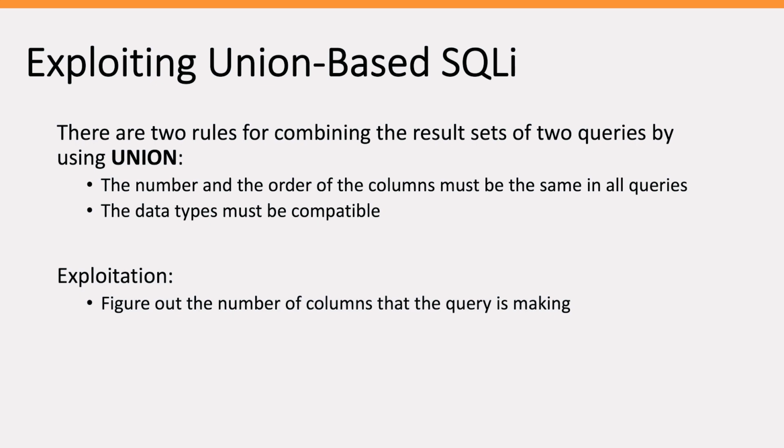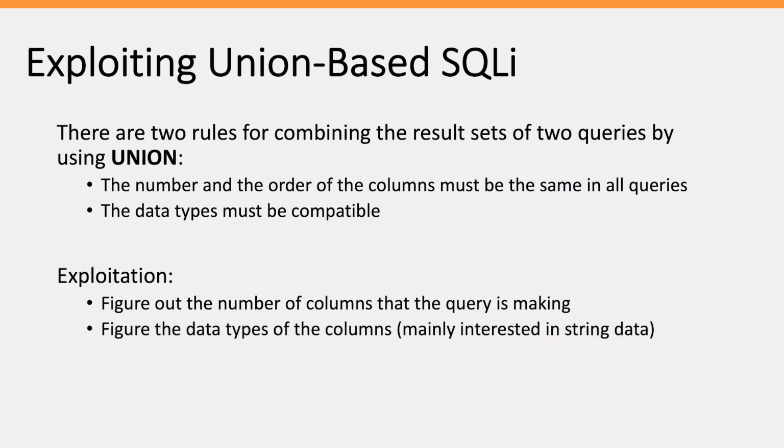And so when you're exploiting union-based SQL injection, the first thing that you need to do is figure out the number of columns that the query is making. We'll talk about that in a bit, and we've got 2 ways of doing that. Next, you figure out the data types of the columns. We're mainly interested in string data because we want to extract things like usernames and passwords and so on. And so that's usually saved in string format. And so we need to find a data type that outputs string data. And this way we could output the data that we want to extract.